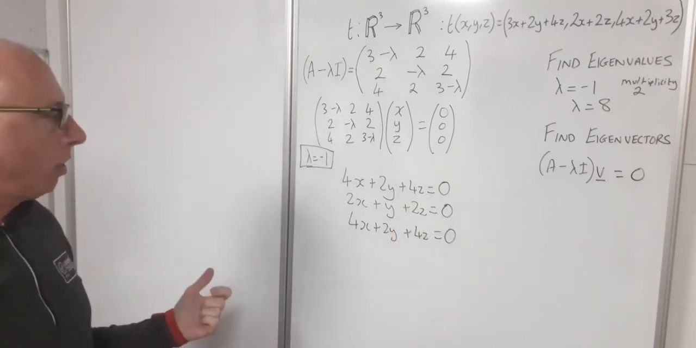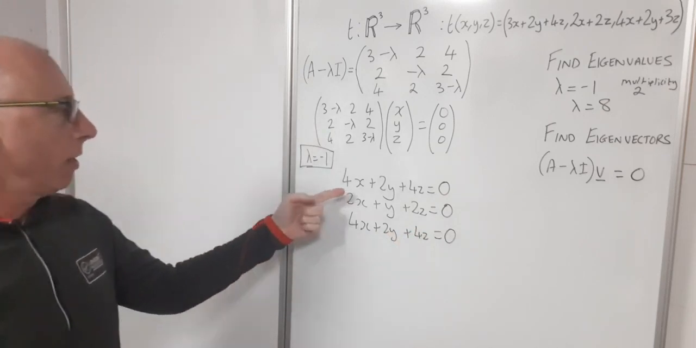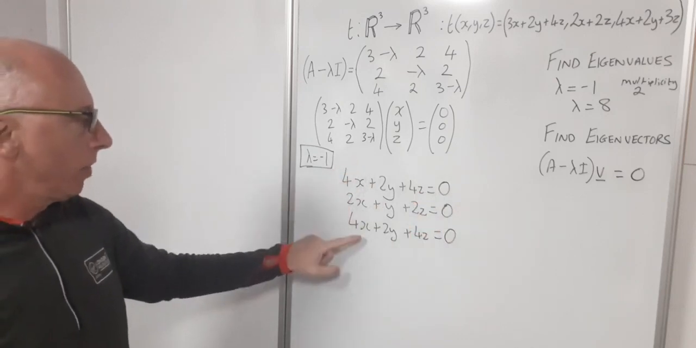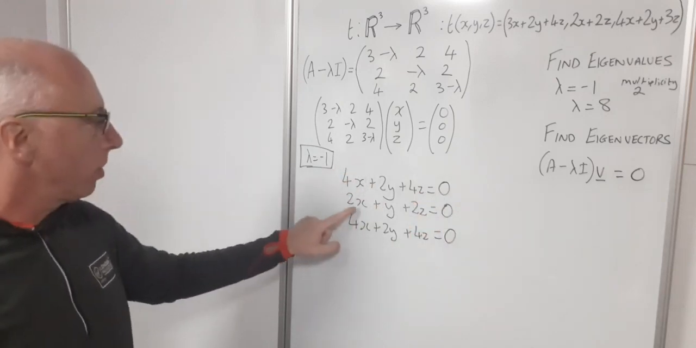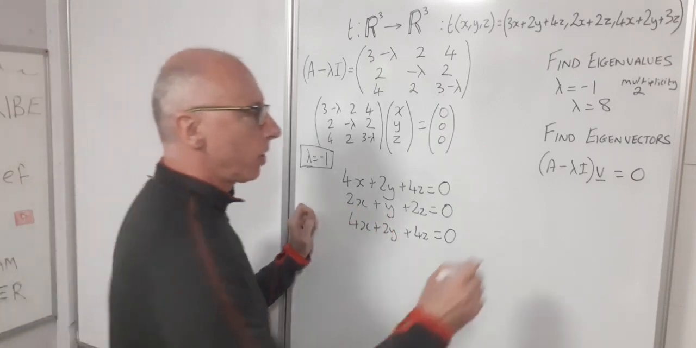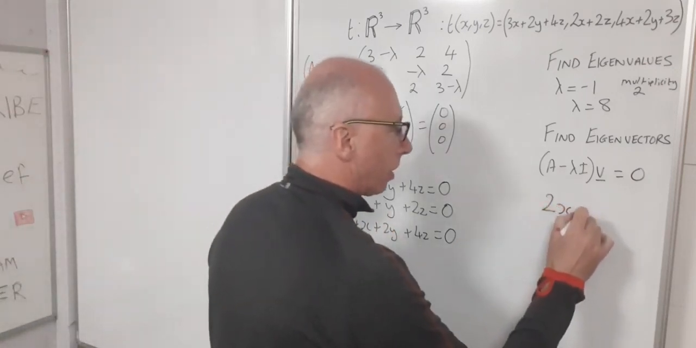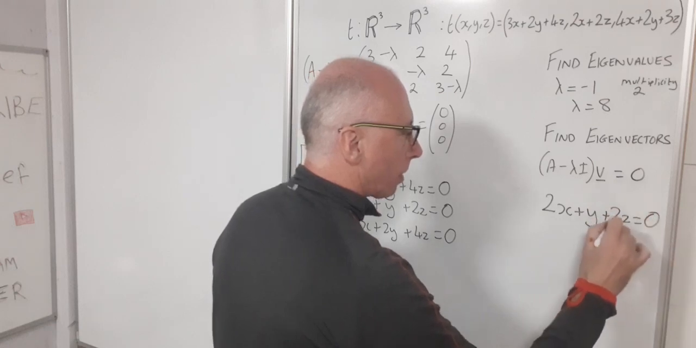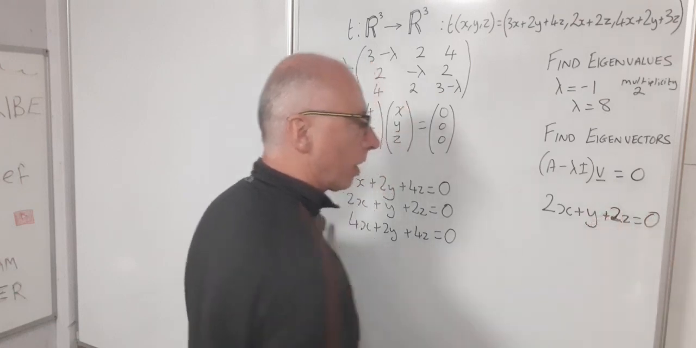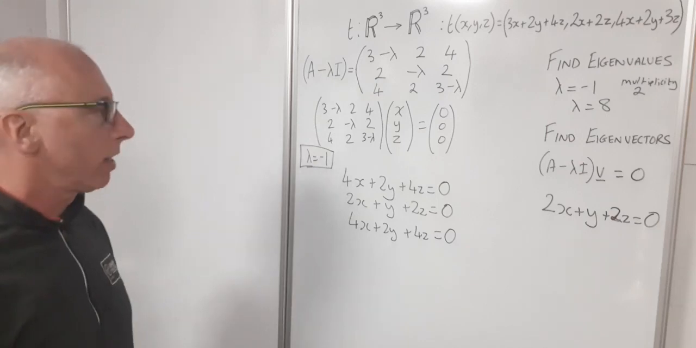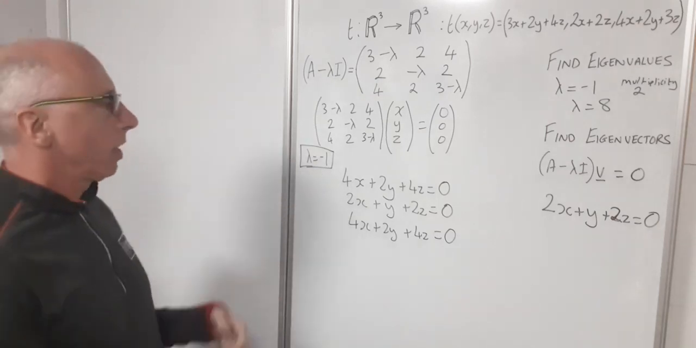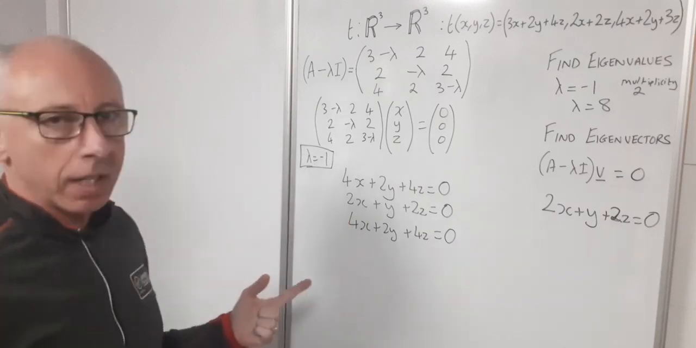And now we need to solve these equations. So I'm going to write them up here to start with. These are all of the same order here. So I'm going to write 2x plus y plus 2z equals 0. So that's my first equation there. I need to solve for my x, y and z. So now what happens when lambda equals 8? Let me clear this off the board and go through it when lambda equals 8.